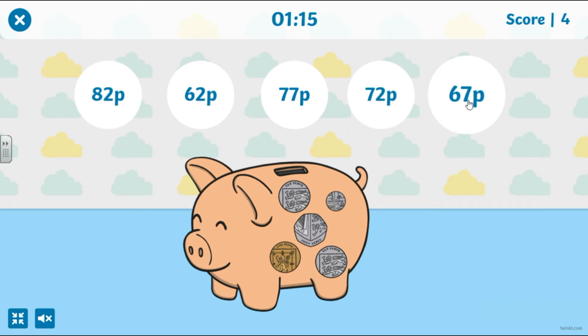Here we have got 50p. 50p first, and then I'm going to add my 2 10s. I know that 2 10s from my 10 times table is 20. 50 add 20 is 70. Then I'm going to add my 5. 70 add 5, 75. Then I'm going to add my 2, which gives me 77 pence.